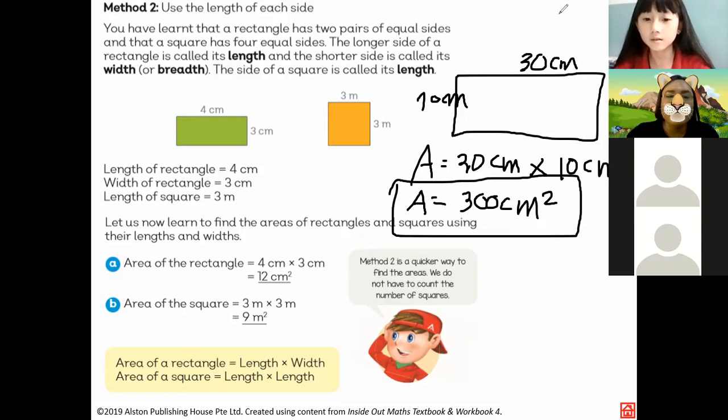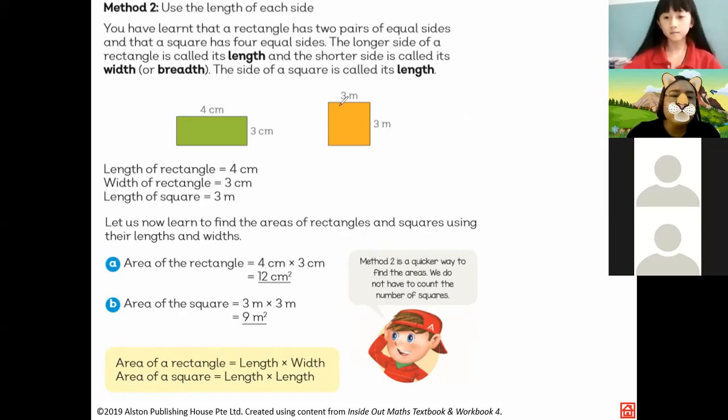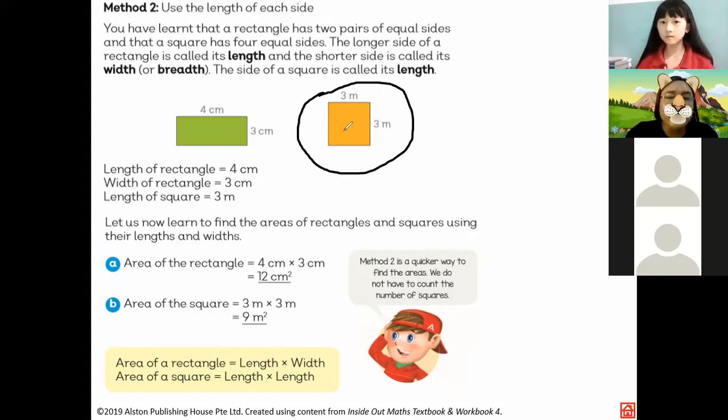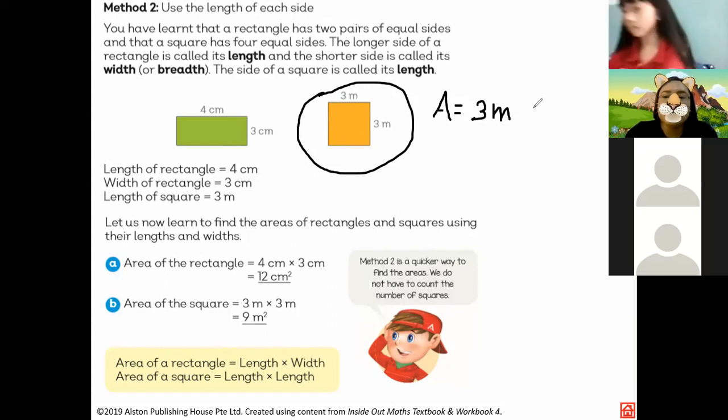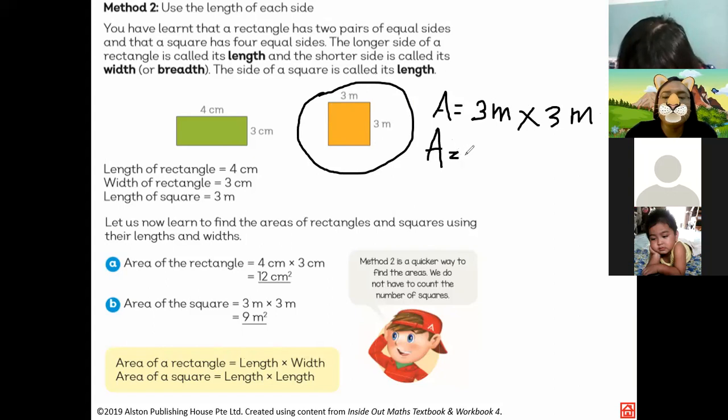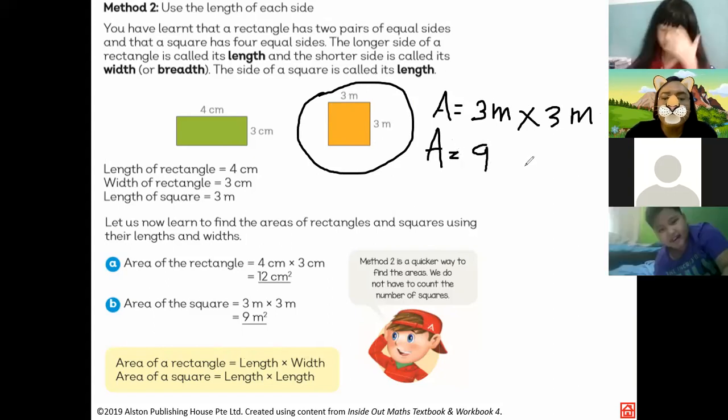Okay, now let's proceed to the square. The square has a 3 meters length and 3 meters length. So it's very easy, class. You just have to multiply the length. So 3 meters multiplied by 3 meters is equal to 9 meters squared.